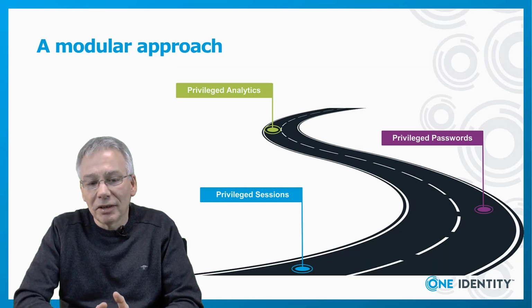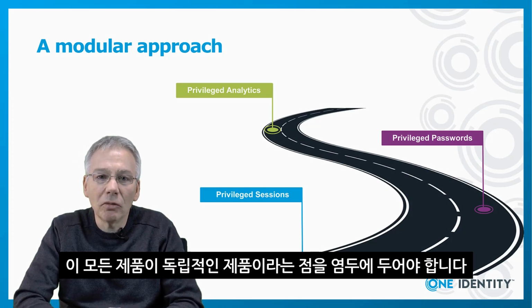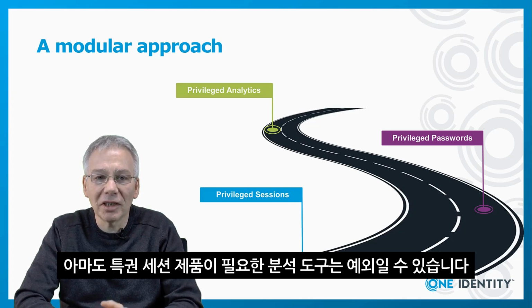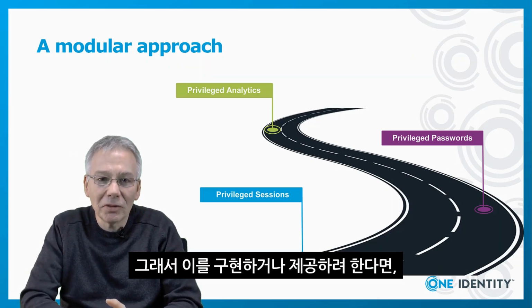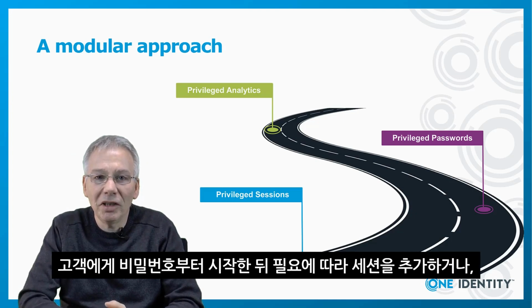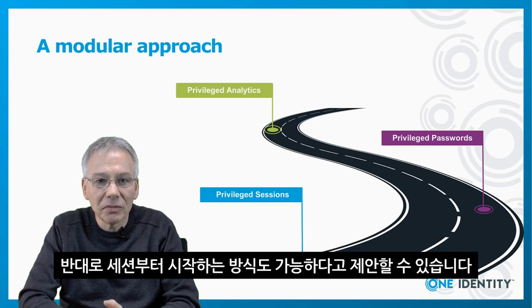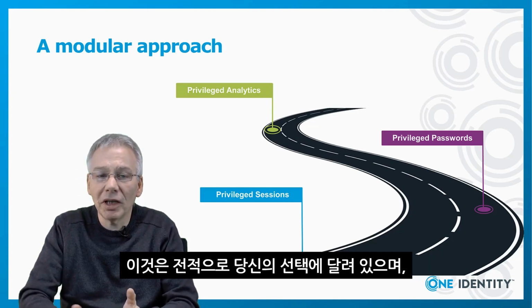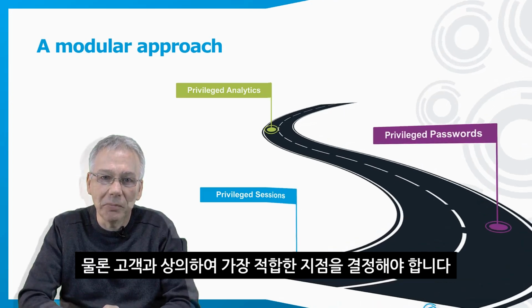On the other hand, if you talk about these products, you have to keep in mind that all these products are independent products, except maybe the analytics, which requires the privileged session product. But in the end, it is sessions and passwords. So if you want to position this, you can just tell the customer that you can start with the password and then add sessions as required, or go the other way around. It is totally up to you. And of course, you have to agree with the customer what is the best match for him.